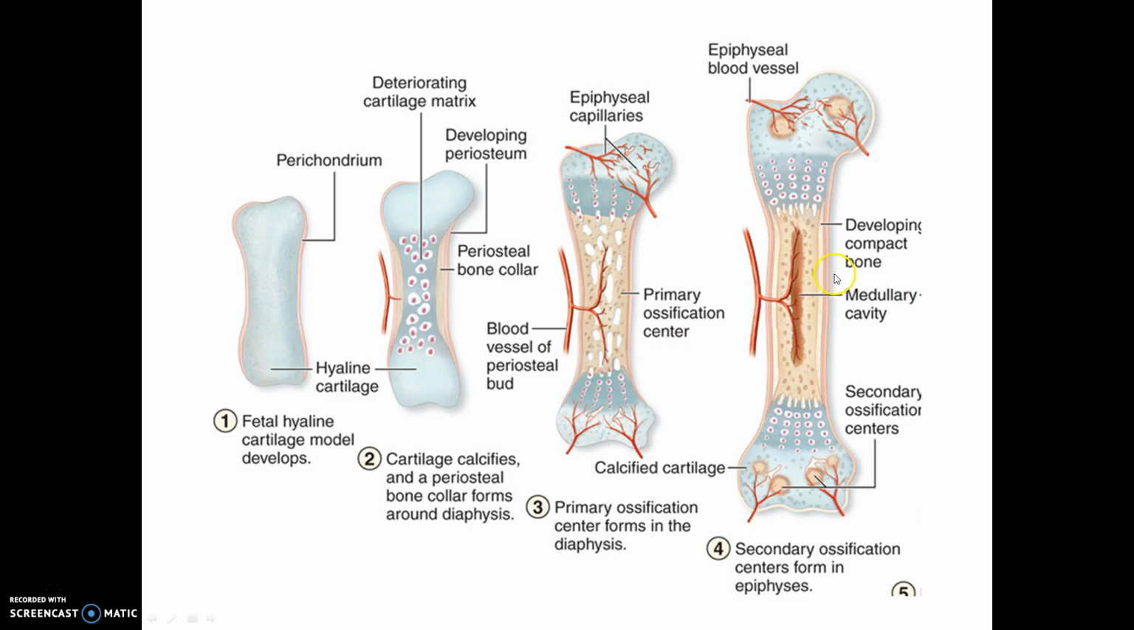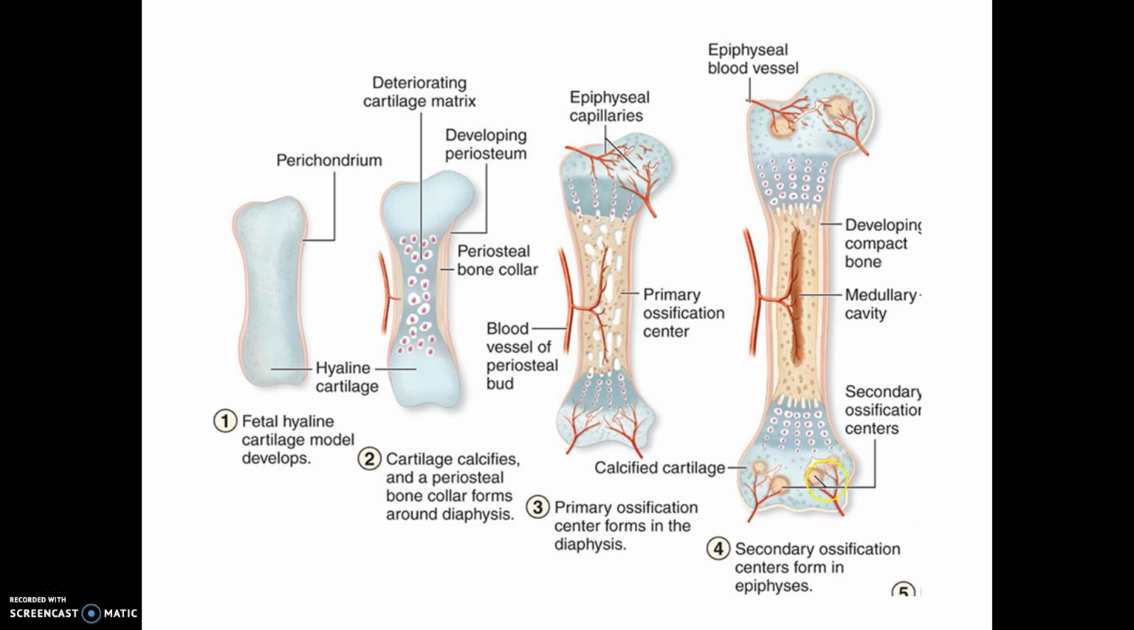Then in the fourth stage, if we go back to the third stage, we see these epiphyseal capillaries are now entering the epiphyses, so that in the fourth stage, we can see secondary ossification centers forming, and those are the ossification centers in the epiphyses. Same principle here: osteoblasts are brought into the area, start to lay down matrix, bone matrix or osteoid, and that ossification just radiates out away from the centers to completely fill the epiphysis with bone tissue.